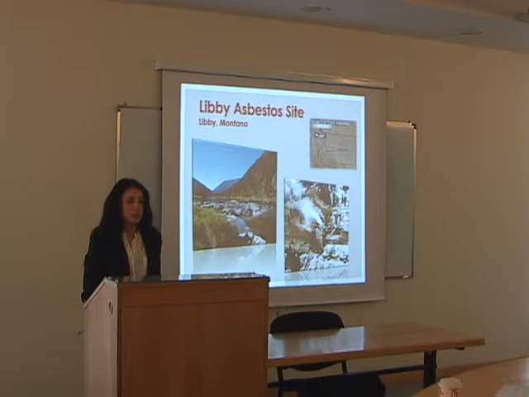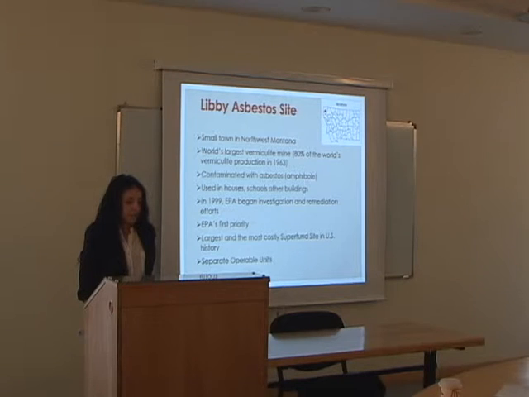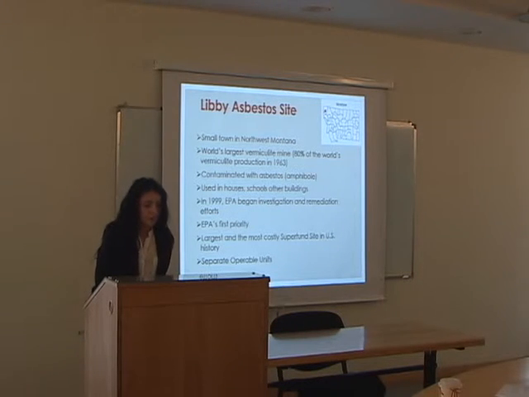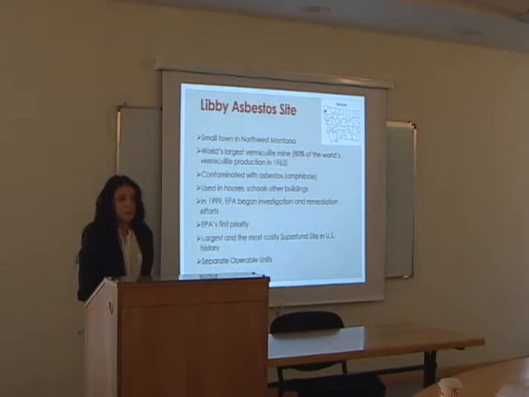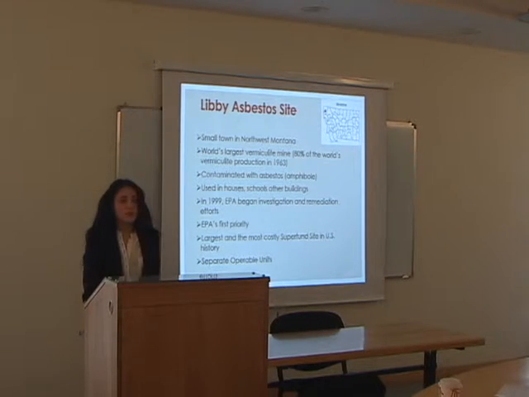And this is the Libby asbestos site, where the largest remediation actions were taken. This is a small town in northwest Montana. It had the world's largest vermiculite mine, and in 1963, approximately 80% of the world's vermiculite production was done in Libby. These products were contaminated with asbestos, especially amphibole, and were used in houses, schools, and different buildings. People were exposed to asbestos.